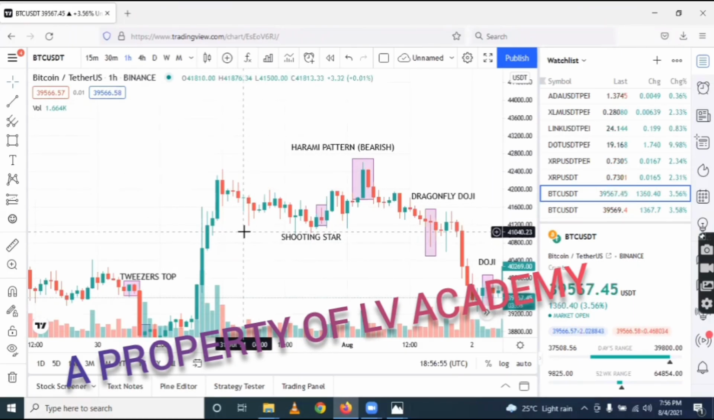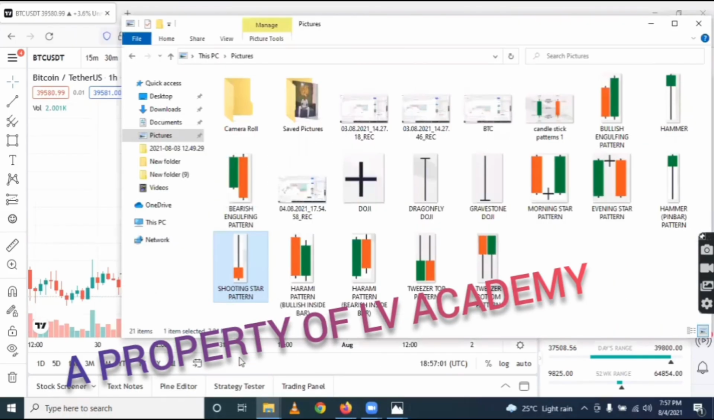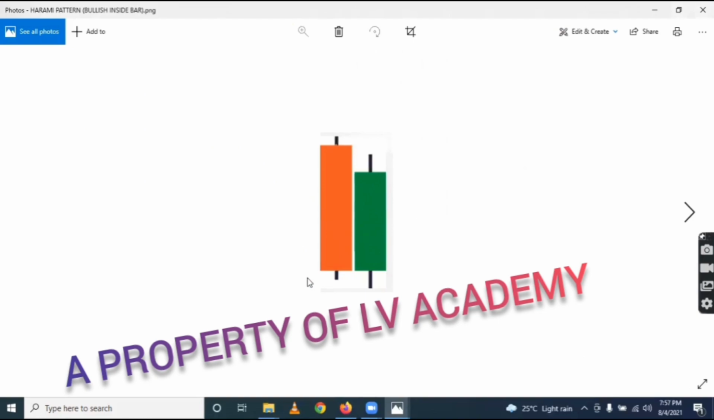Then the next one is the Arami or inside bar. It has the bullish and the bearish one. This pattern is considered a continuation or a reversal pattern, depending on where it is found. As a continuation pattern, it tells us that the trend in place is going to continue. As a reversal pattern, it tells us that the trend is likely to end.